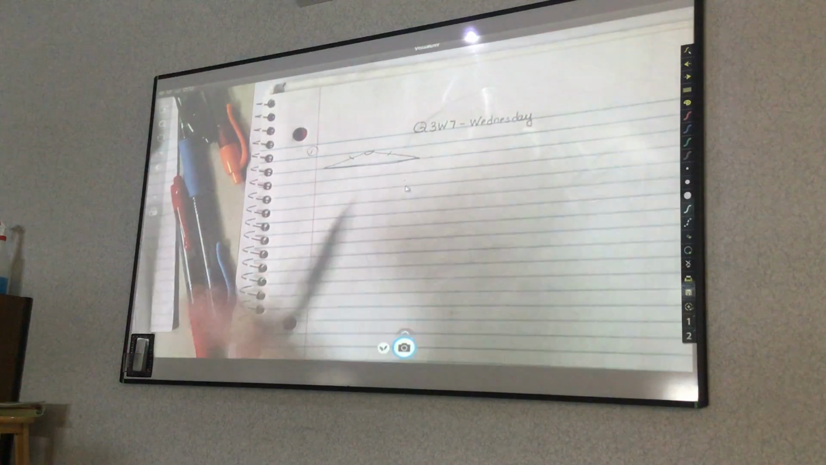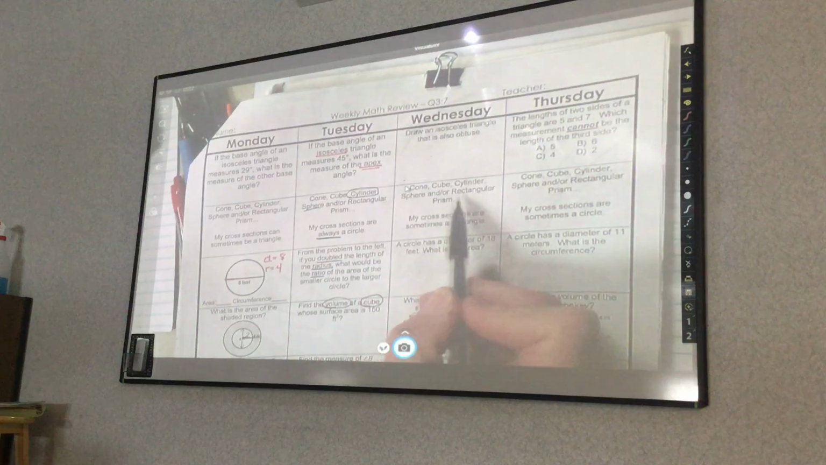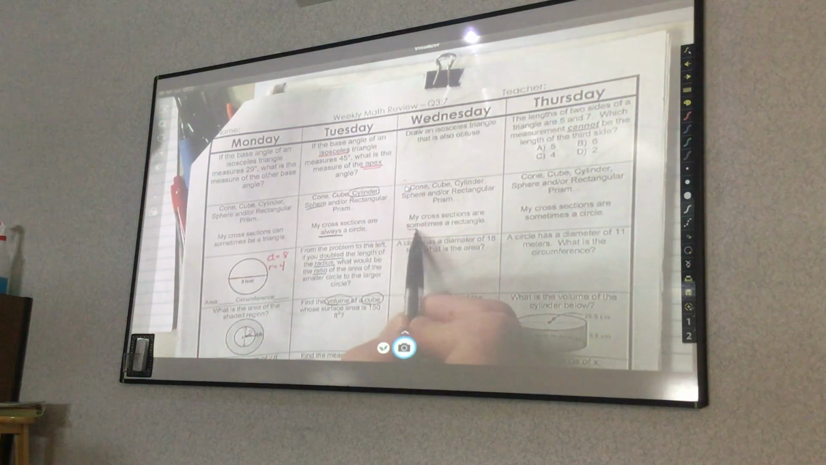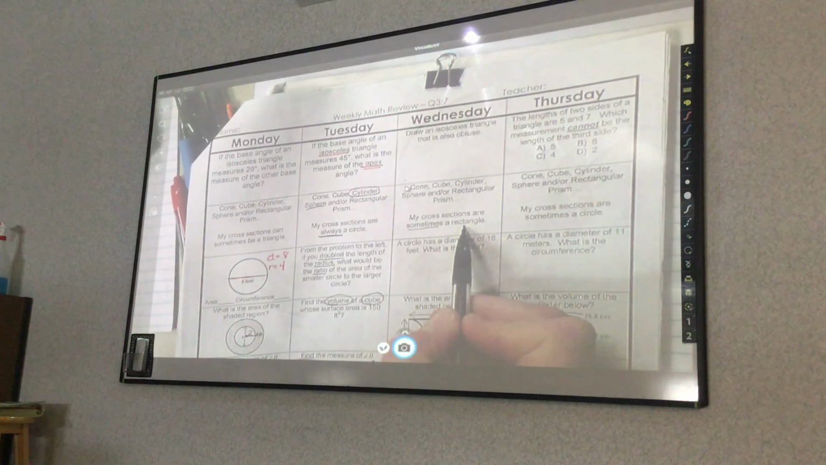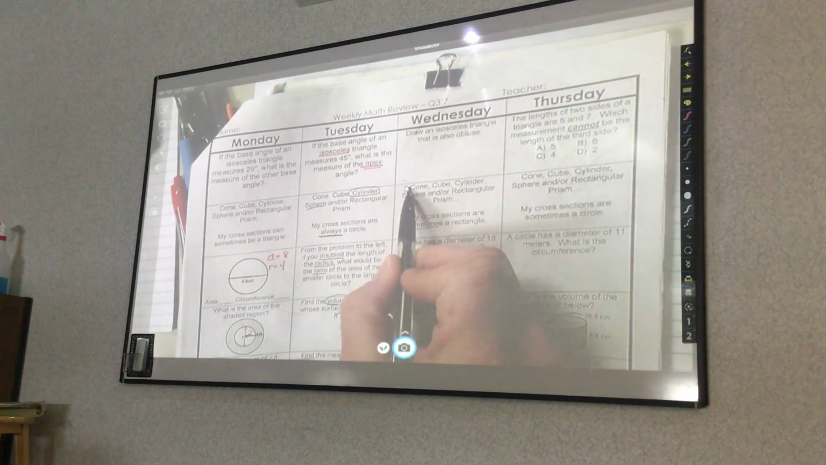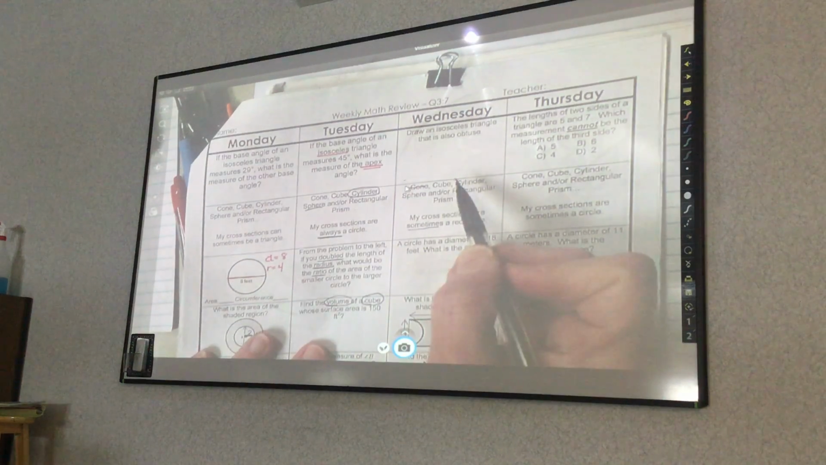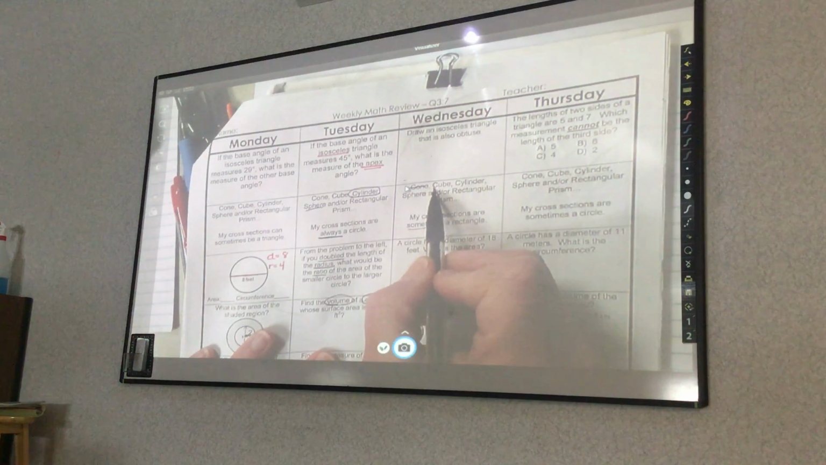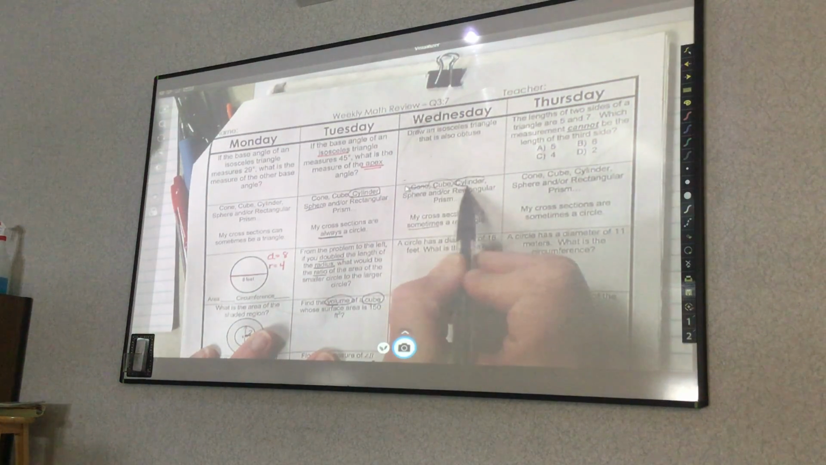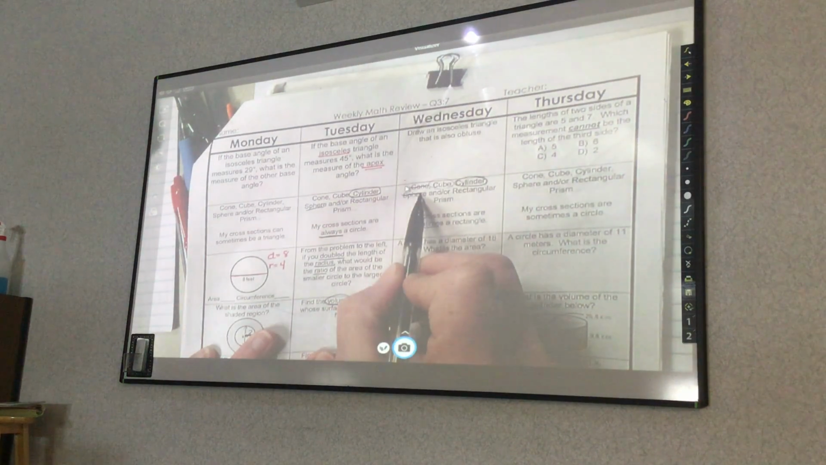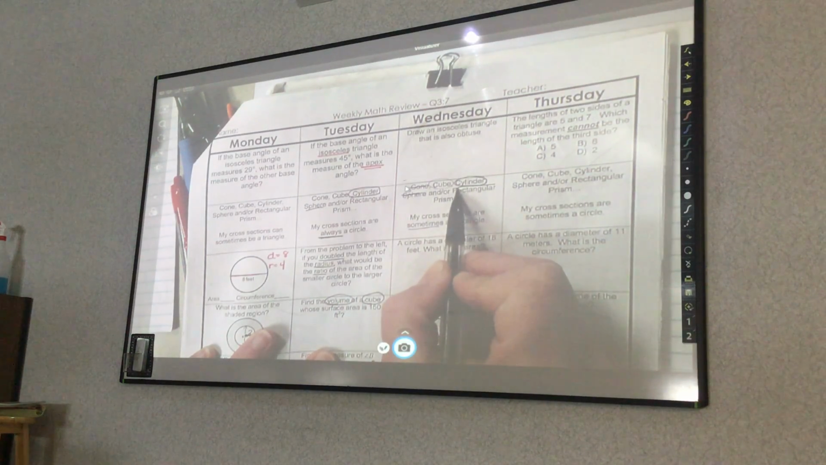2. Cone, cube, cylinder, sphere, and a rectangular prism. My cross sections are sometimes a rectangle. It will not be for a cone. Some of you might think it is for a cube. It is for a cylinder. It is never for a sphere because they're always circles. And it is for the rectangular prism.